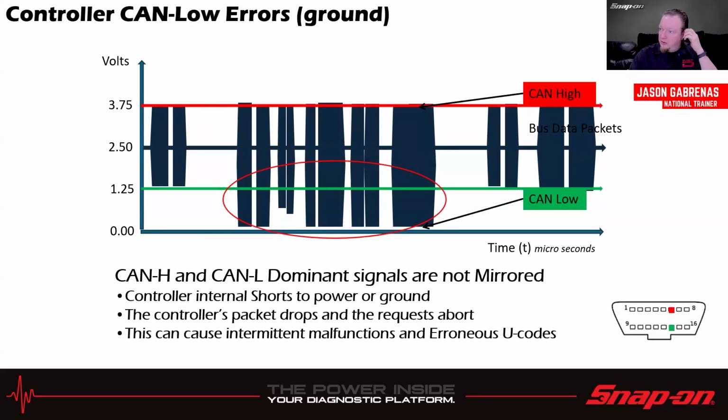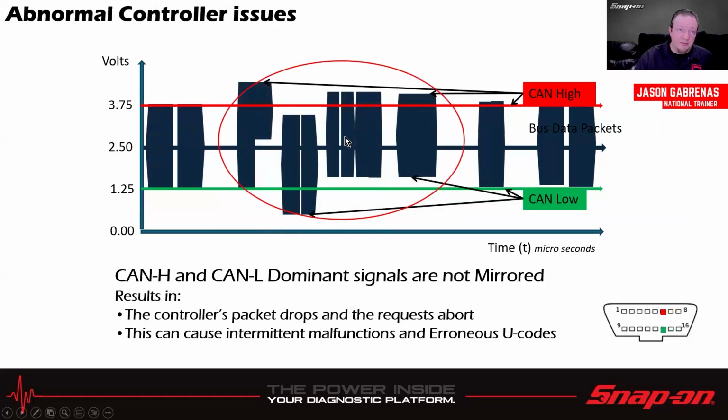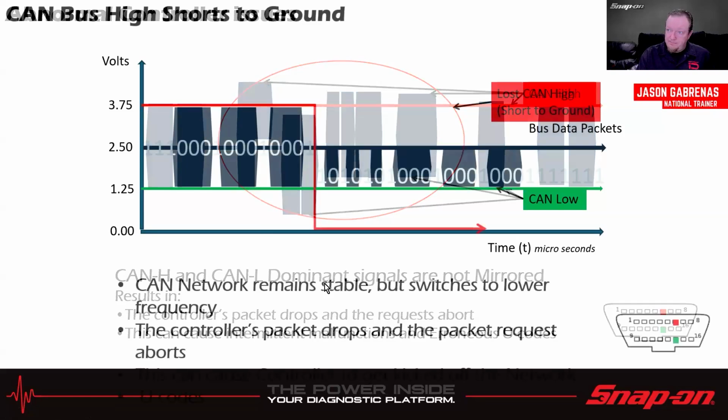And then in this case, this is showing it not mirrored. So we got some bouncing down to ground right here. So that's internal shorts to power or ground. Internal shorts to power would be down this side. Internal shorts to ground would be down here. Internal shorts to power would show up there. And then this one's all sorts of messed up. Up, down, and all around. Not mirrored at all, once again. So that one's pretty messed up.